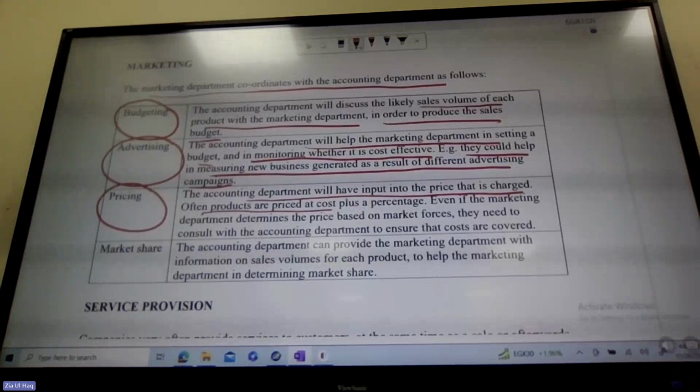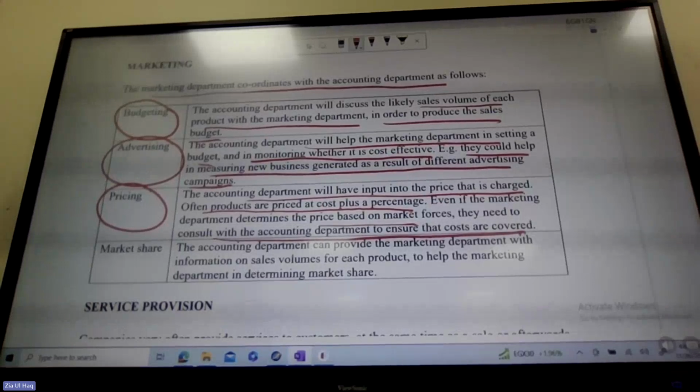Often products are priced at cost plus a percentage of profit. Even if the marketing department determines the price based on market forces, they need to consult with the accounting department to ensure that costs are covered. As for how much minimum price we can offer to the customer, the marketing department needs this information, the minimum price, from the accounting department.